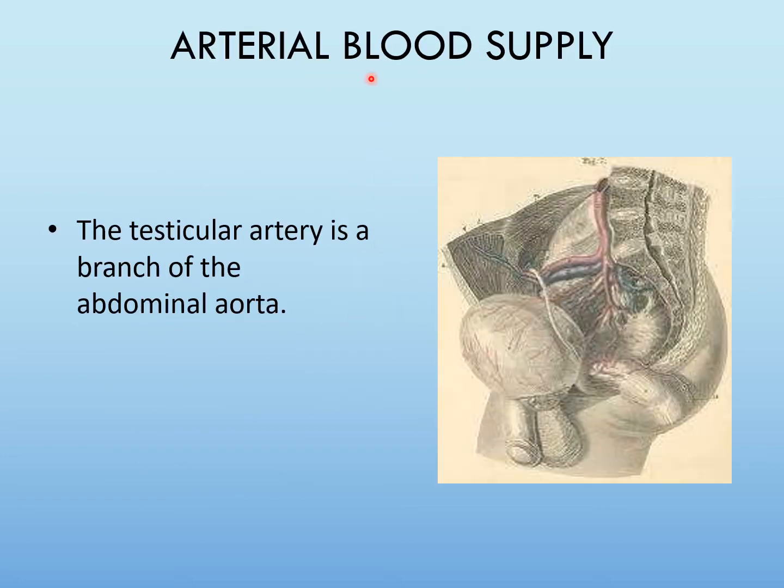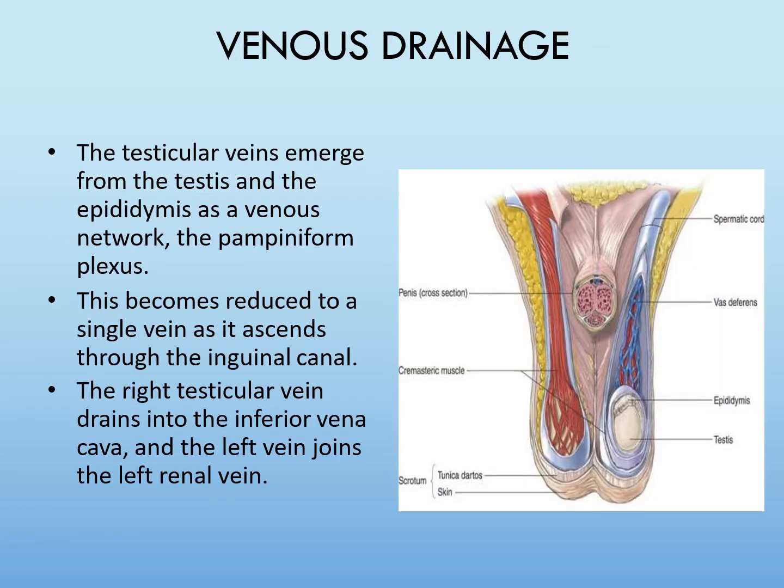About the arterial supply of the epididymis, it is via testicular artery. About the venous drainage, the testicular vein emerges from the testis and the epididymis as a venous network. Already we know the name of the network is pampiniform plexus. This reduces to a single vein as it ascends through the inguinal canal. Then the right testicular vein drains into inferior vena cava and the left vein joins with the left renal vein.